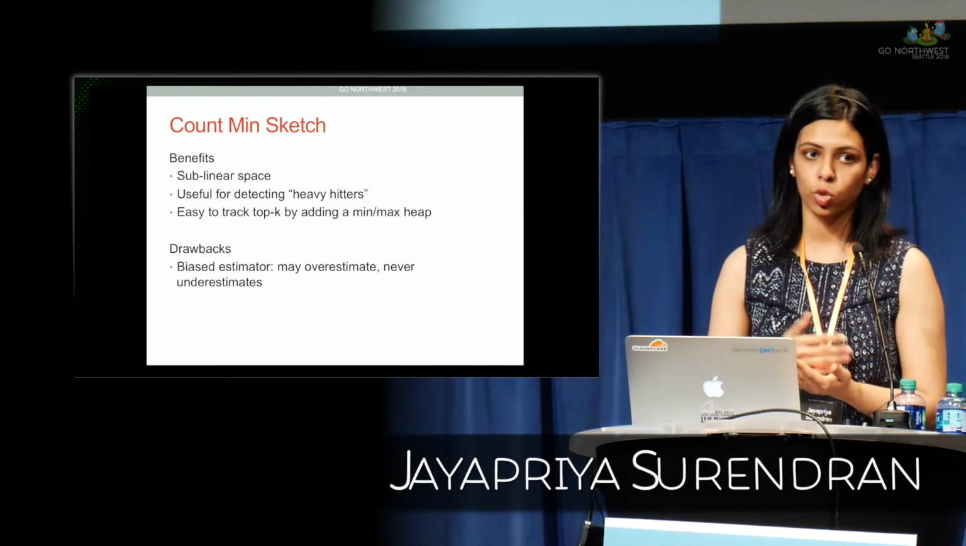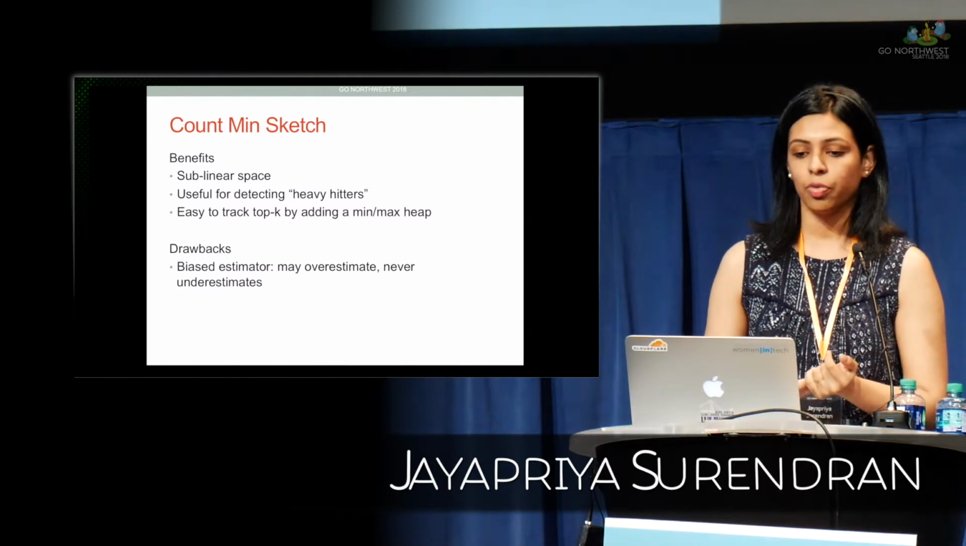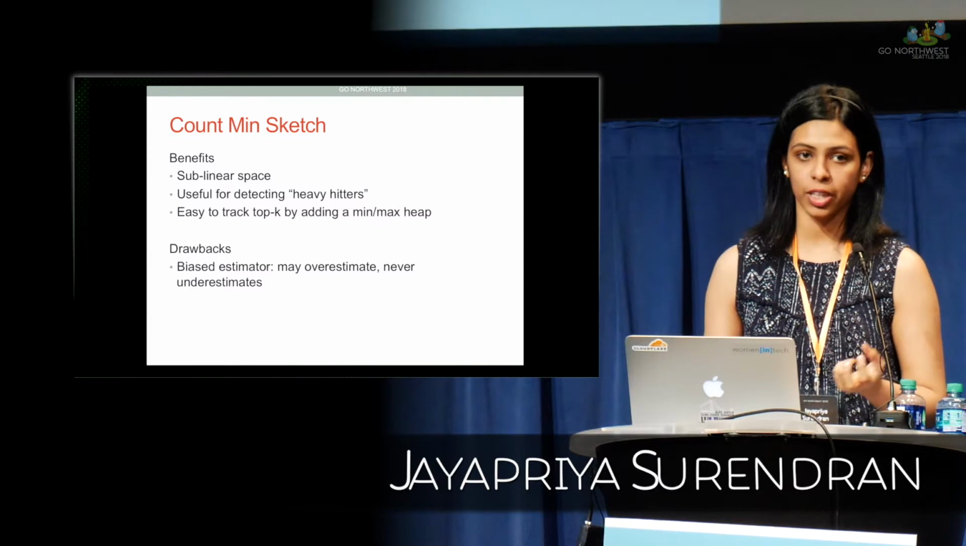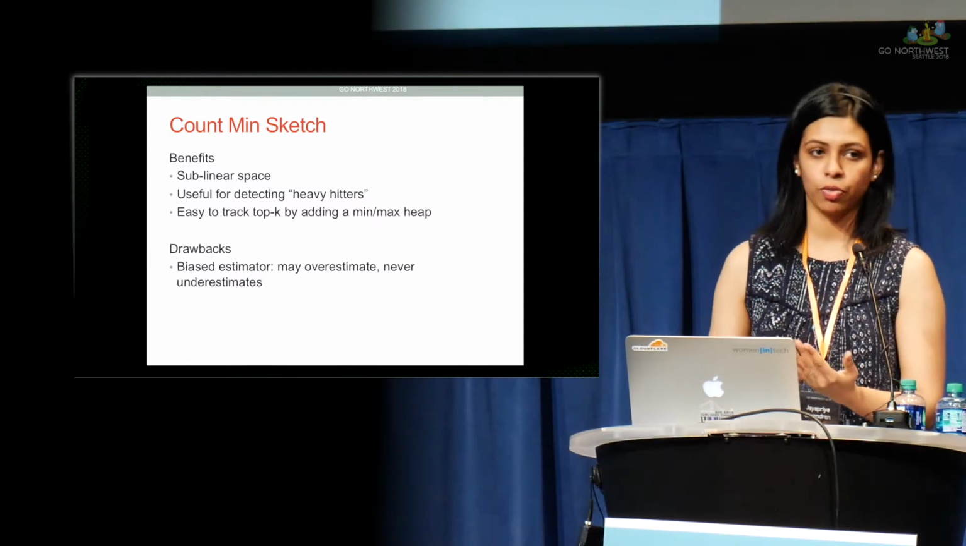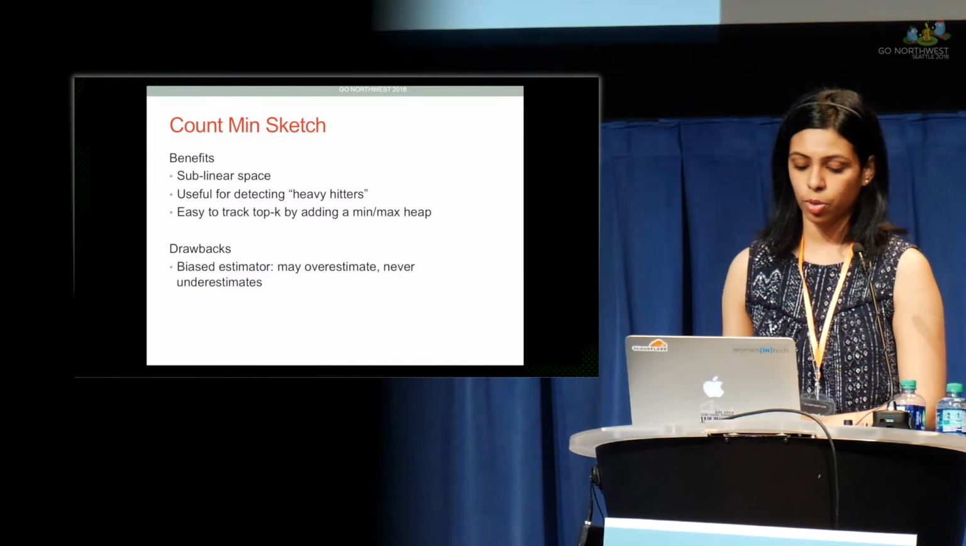So when it comes to cache, if you're implementing a cache and you want to find out the top K hot objects, you can go ahead with this combination of Count-Min sketch and a heap to implement that.